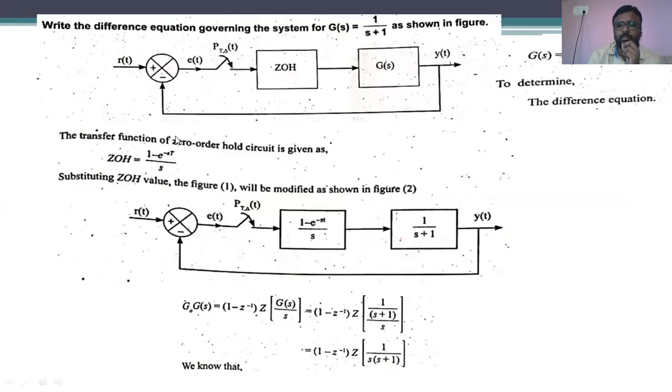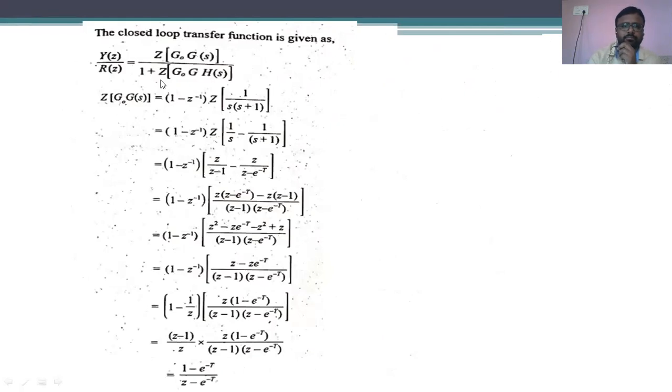In this one also the feedback path is unity, and the G of S is considered as the cascaded position of zero order hold and G of S. That means the total G of S is nothing but the combination of G naught into G of S. For this evaluating process, it is 1 minus Z inverse into Z transform of G of S divided by S. After that we have calculated that the total overall pulse transfer function for this kind of system is Z transform of G naught into G of S divided by 1 plus Z transform of G naught into G into H of S.